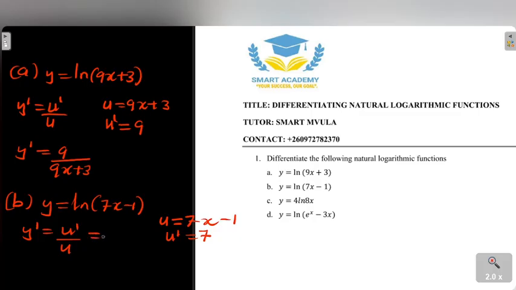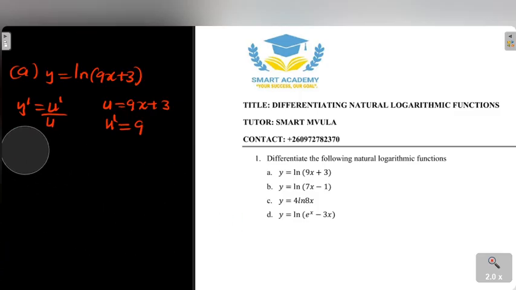Then u prime is the derivative of u that we've gotten, which is 7, over u, which is 7x minus 1. So that's how we differentiate that function that we have.